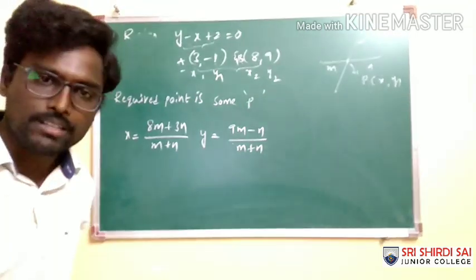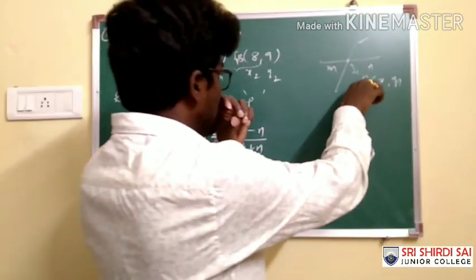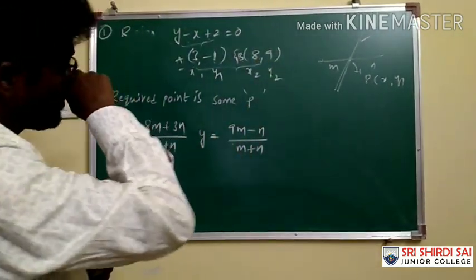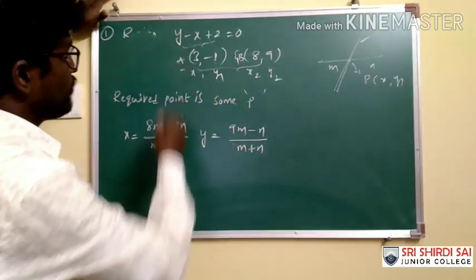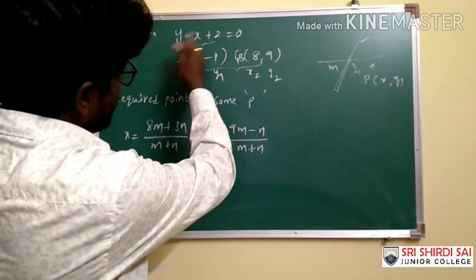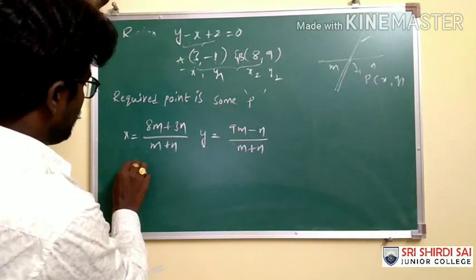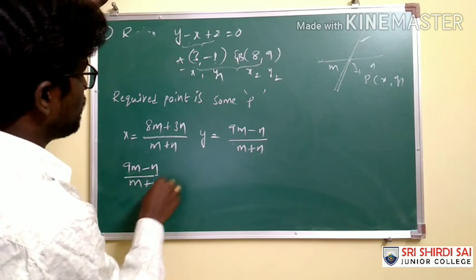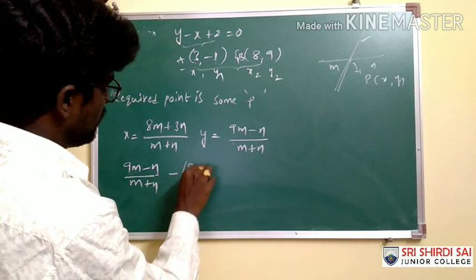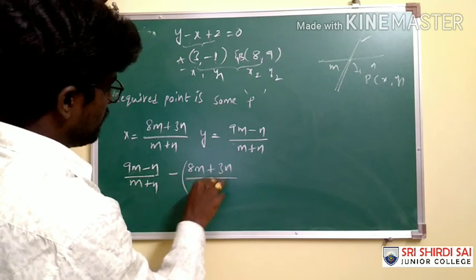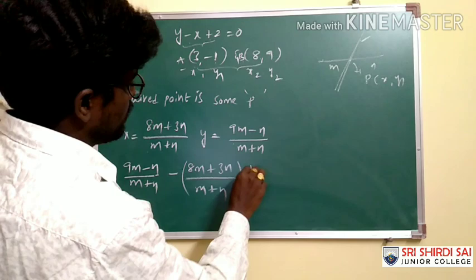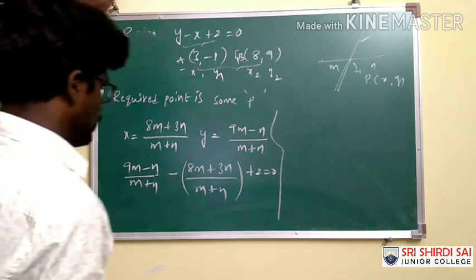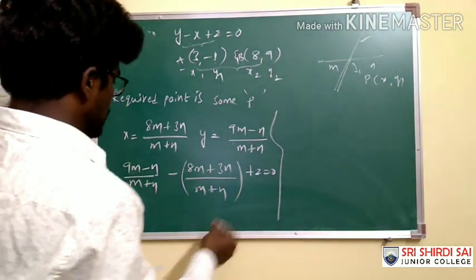Why? What is the reason? Here this point P is common to the line AB as well as the line given in the problem. So substituting x and y in the given equation: what is y? 9m minus n by m plus n, minus of 8m plus 3n by m plus n, plus 2 is equal to 0. What is the LCM for these? m plus n is the LCM.